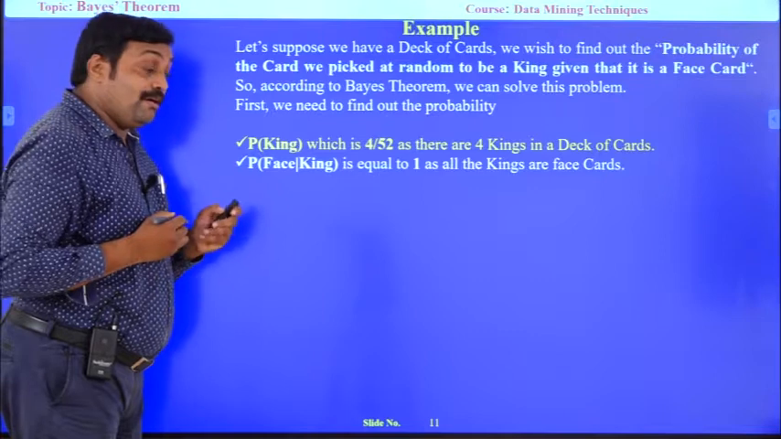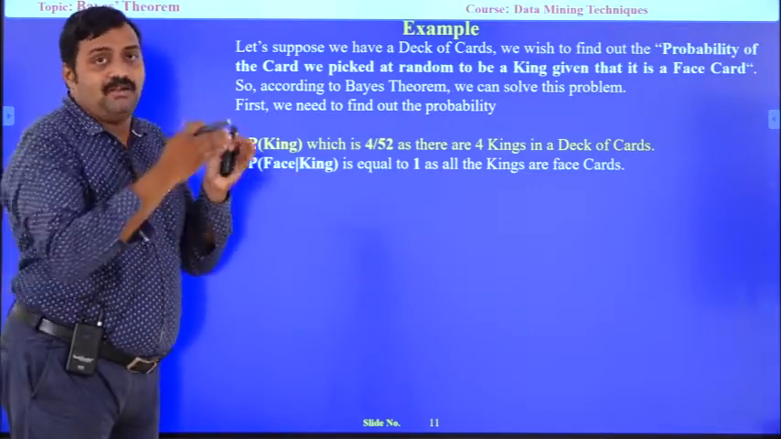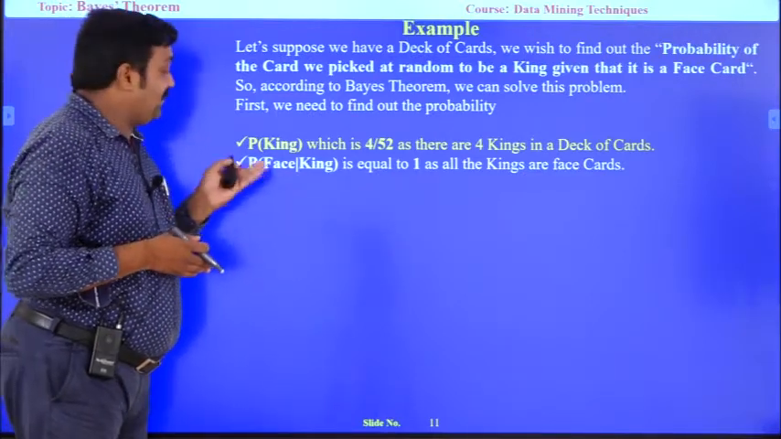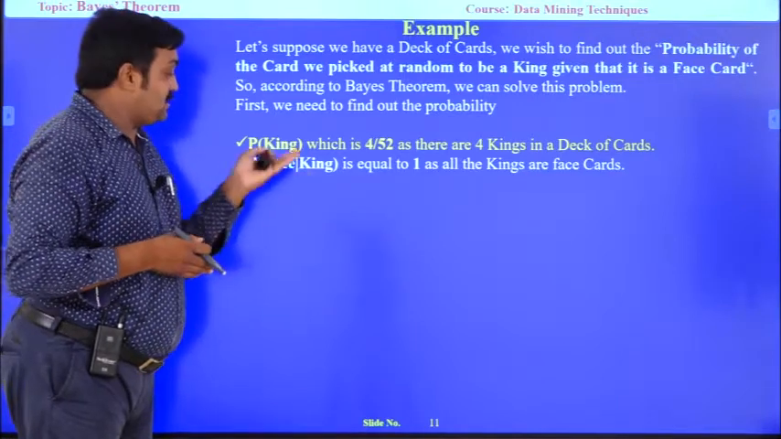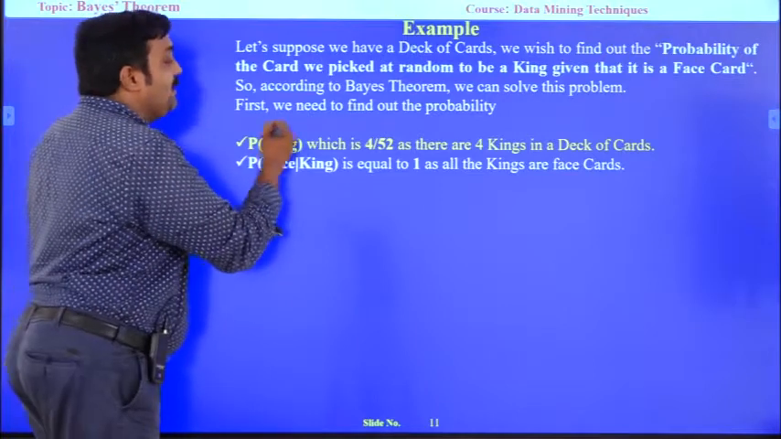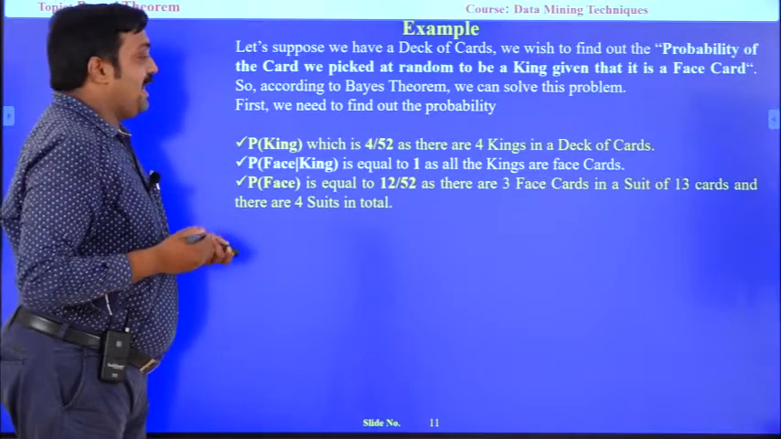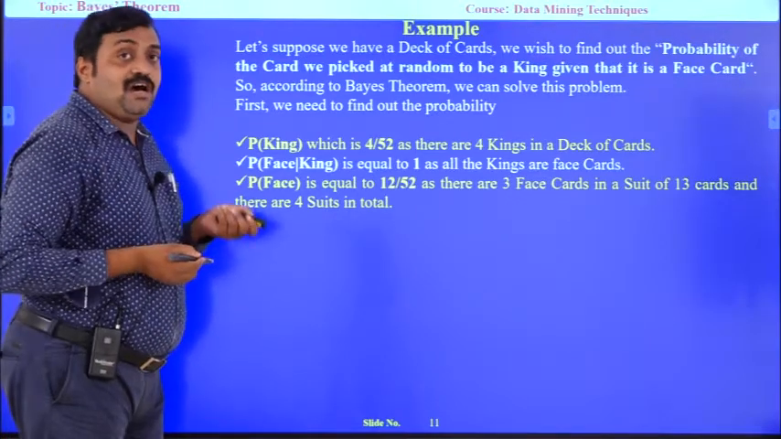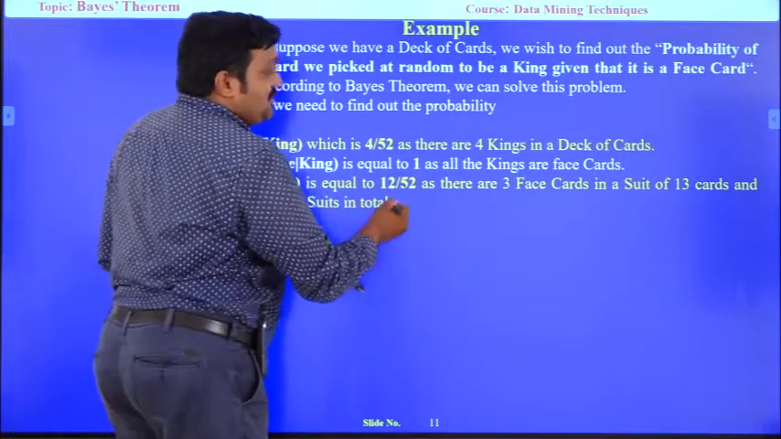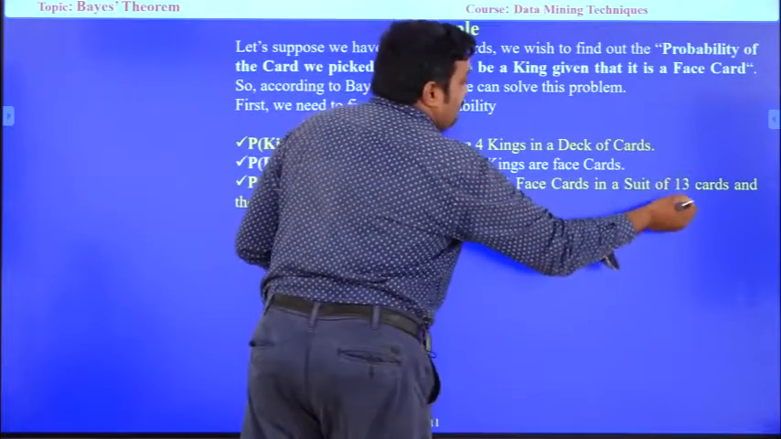Then it should be a face card. Each shape has different face symbols, and based on that, for a king we have only one chance. So we take only one chance. Then the total cards, 12 by 52. That means there are 3 face cards in each 13 cards.